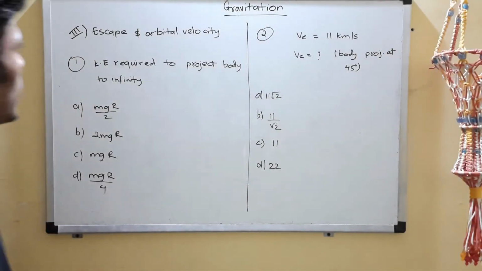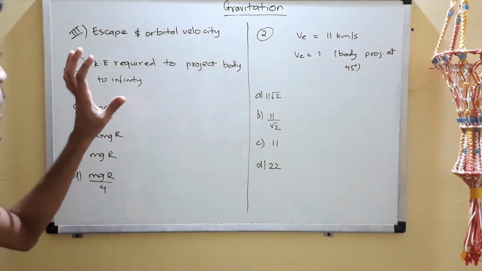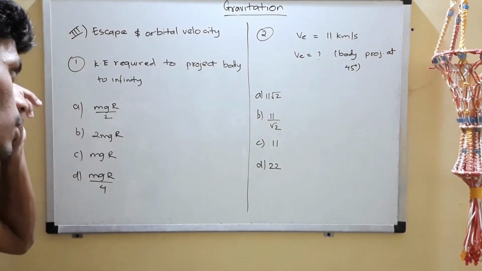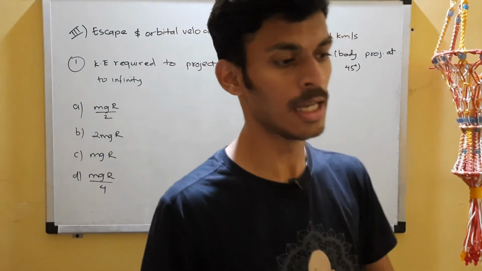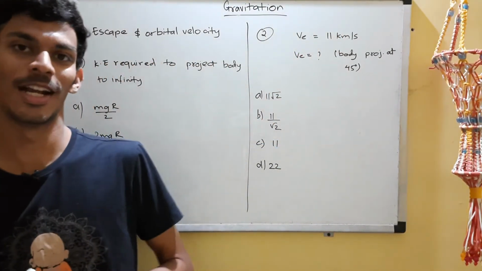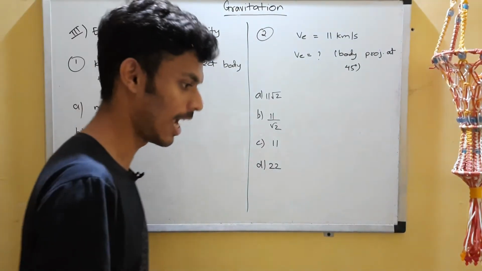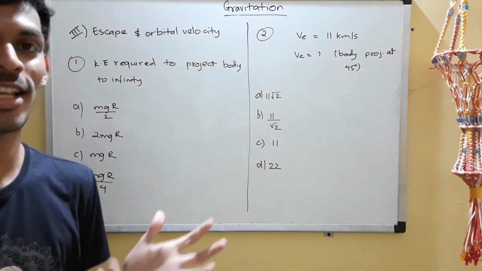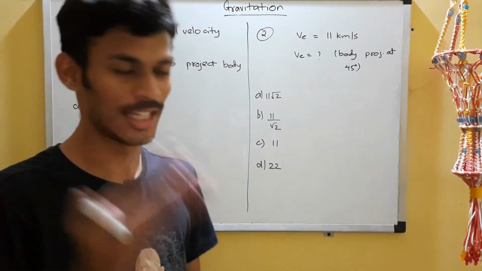So our next topic is escape and orbital velocity. Question 1: what is the kinetic energy that is required to project a body so that it escapes to infinity? Now, you might ask, how is this related to escape and orbital velocity? Actually, this question is in a sense the true concept of escape velocity.